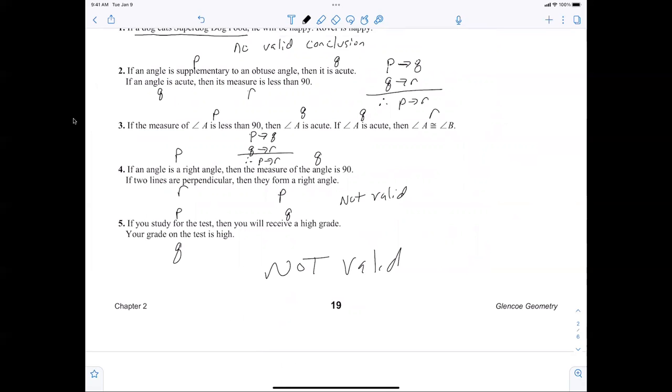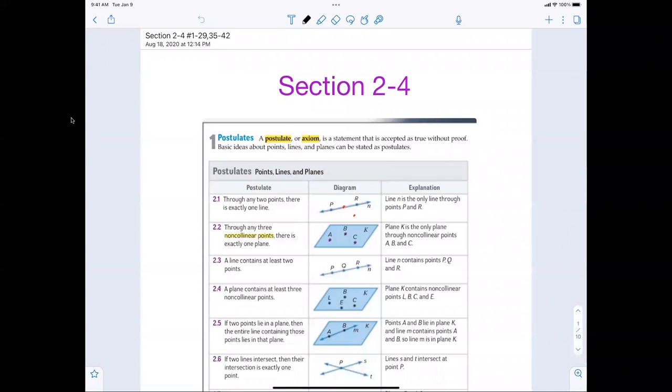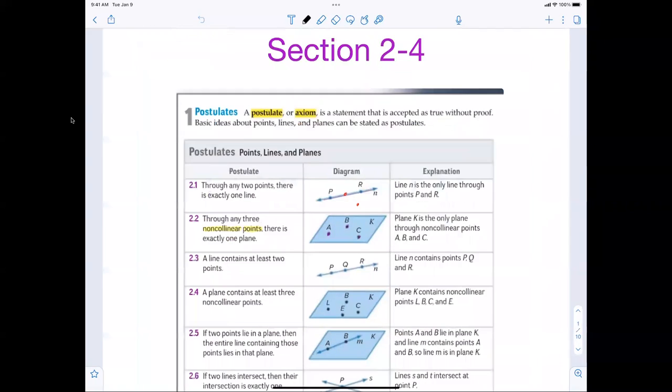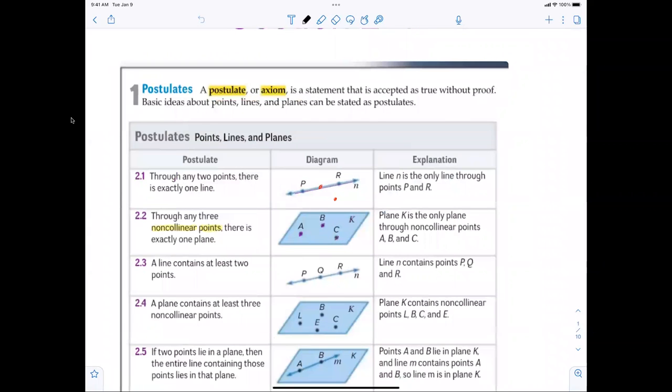Now, section 2-4 now. All right. And I've already told you what a postulate is. All right. Some geometry books call them axioms. All right. And it's just a statement that is accepted as true without proof. I've already told you that. All right. And the basic ideas about points, lines, and planes can be stated as postulates.